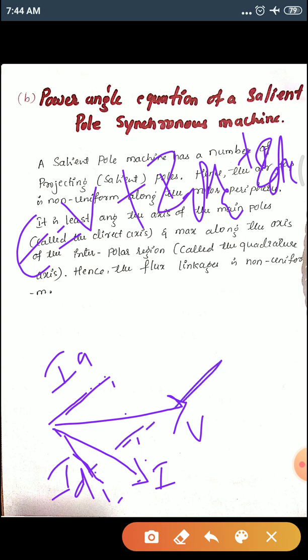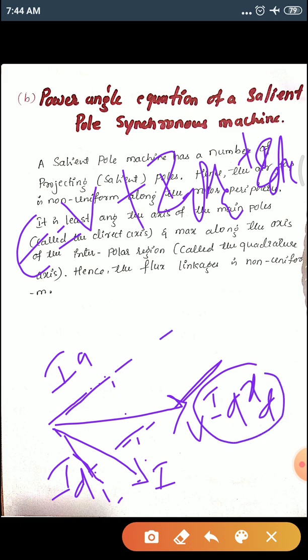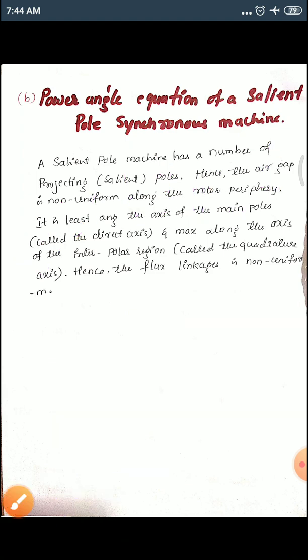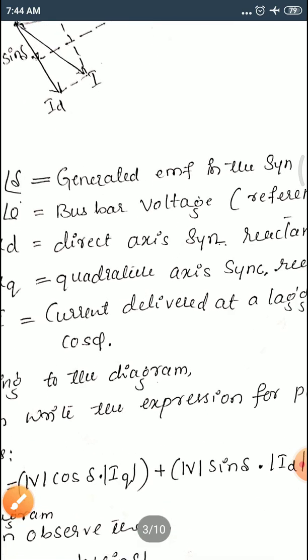So this is your Id Xd, a voltage drop which is leading the current by 90 degrees. And then Iq Xq has to be taken perpendicular to this line. This is your Iq Xq. This is your total E, which makes an angle delta. Now we need to find out what this E is. Okay, so let's see this.